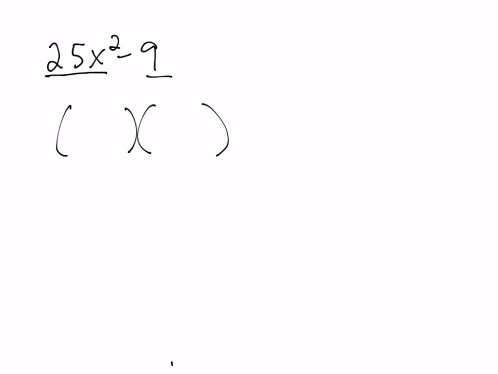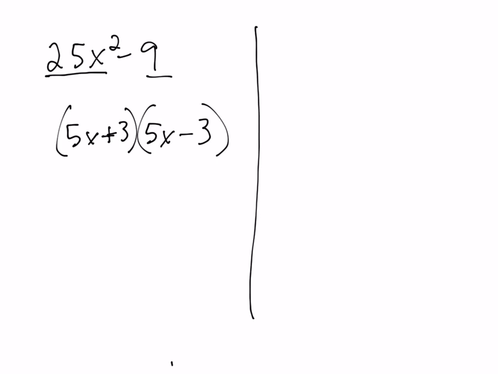Let's look at one that's a little bit more challenging. So again, this is a difference of squares because 5x times 5x gives us this first term. 3 times 3 gives us the second term. So factoring this, we need to figure out what times what is 25x squared, and it's 5x and 5x. What times what is 9? Well, that's 3 and 3. And then one of these gets a plus, one of them gets a minus.